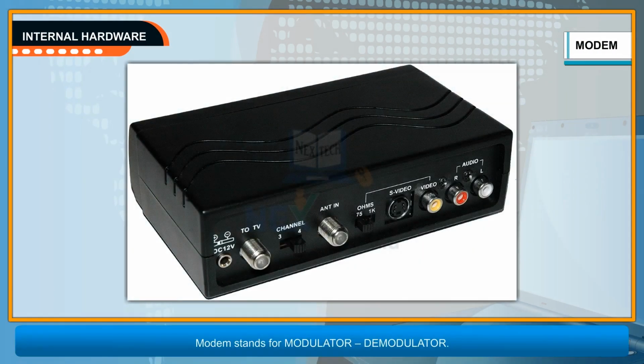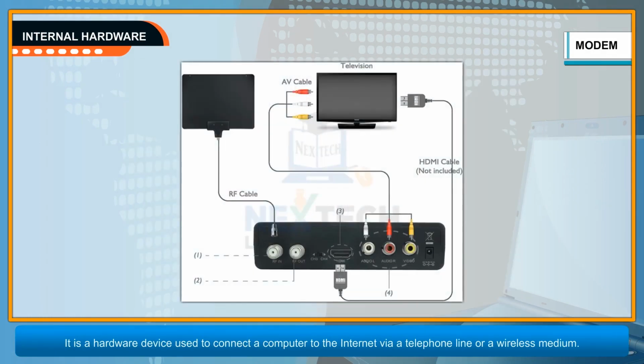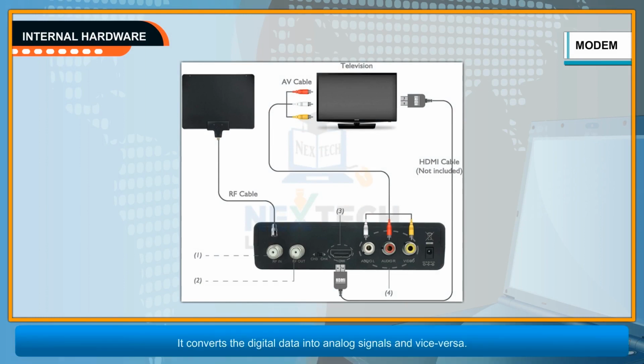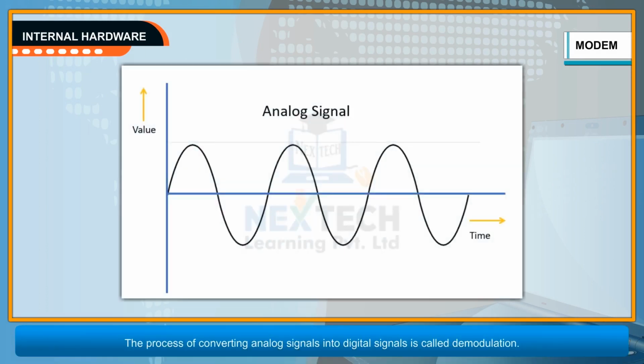Modem. Modem stands for Modulator Demodulator. It is a hardware device used to connect a computer to the internet via a telephone line or a wireless medium. It converts the digital data into analog signals and vice versa. The process of converting analog signals into digital signals is called demodulation.